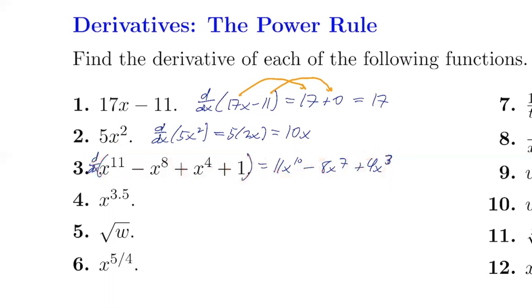Okay, how about when it's 3.5? Well, it's the same thing. The 3.5 comes down in front, and then you subtract 1. 3.5 minus 1 is 2.5.